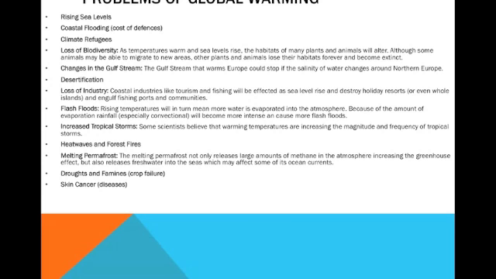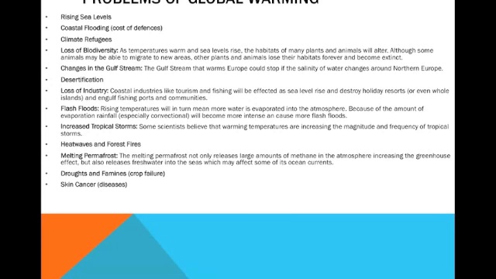Also, loss of biodiversity. As temperatures warm and sea levels rise, the habitats of many plants and animals will alter. Although some animals may be able to migrate to new areas, other plants and animals lose their habitats forever and become extinct. Also, changes in the Gulf Stream. The Gulf Stream that warms Europe could stop if the salinity of water changes around northern Europe. Also, desertification. That's a pretty obvious problem.